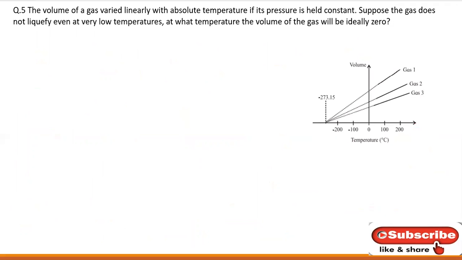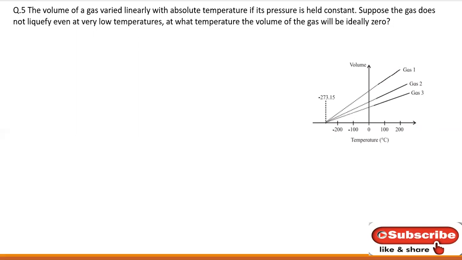Next question. The volume of a gas varies linearly with absolute temperature. If its pressure is held constant, temperature varies linearly with the volume. So this is the graph. The question is, suppose the gas does not liquefy even at very low temperature, at what temperature will the volume of the gas ideally be equal to 0? If we extend this graph, it comes to 0 at this temperature.